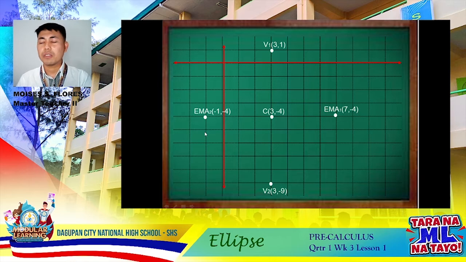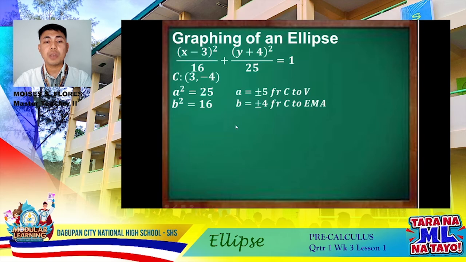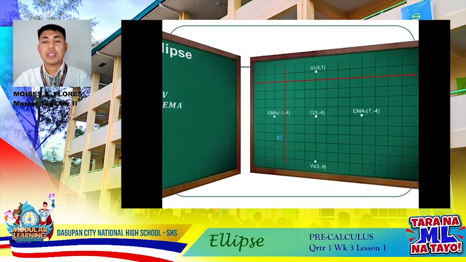So after considering the ends of the minor axis, or simply your B square and B, we are now ready to solve for C square. We have the formula A square minus B square. Substitute 25 minus 16, equals 9, then extract it. So simply we have positive or negative 3. Take note, our C stands for the distance from the center to your focus.